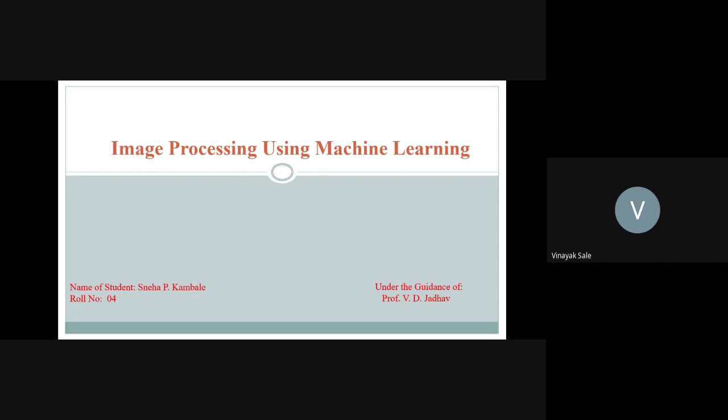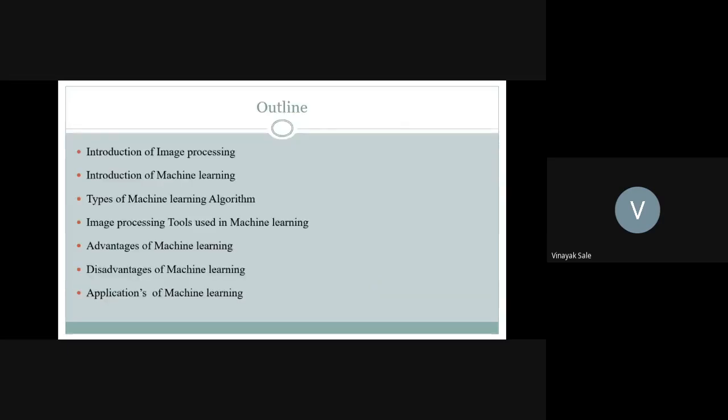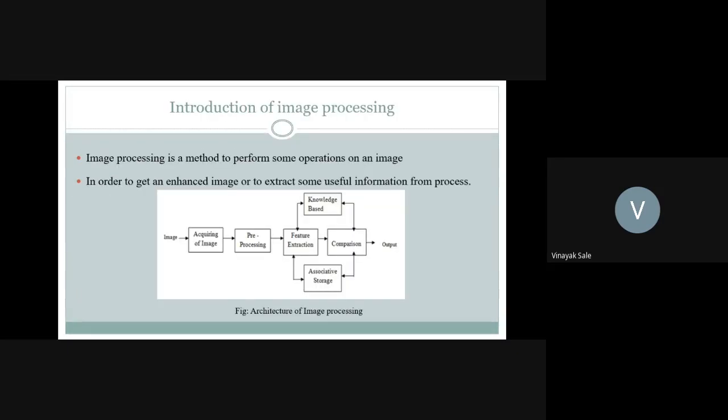Good morning, all. My name is Sneha Kamre, and today I am giving a seminar on image processing using machine learning. So, I will start with the introduction of image processing. Image processing is a method to perform some operation on an image. So, to perform some action or task on an image is called image processing.